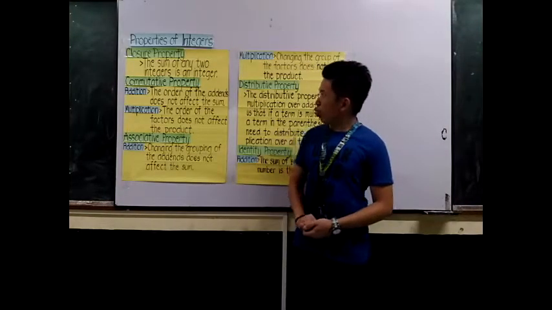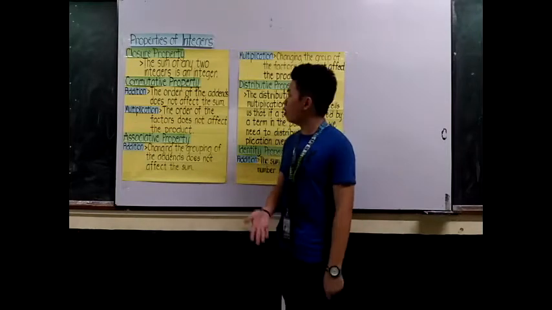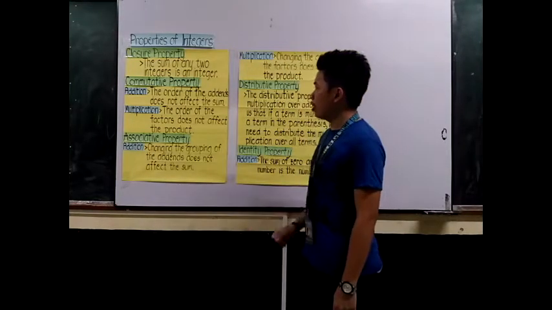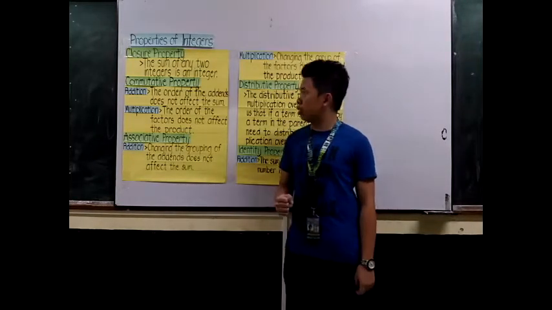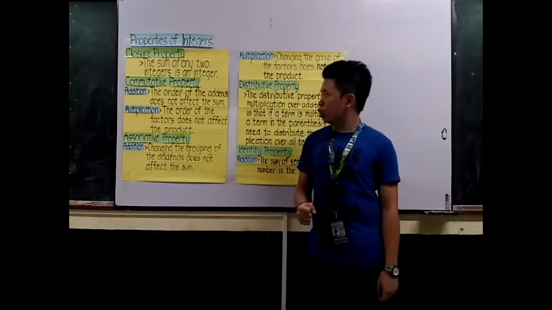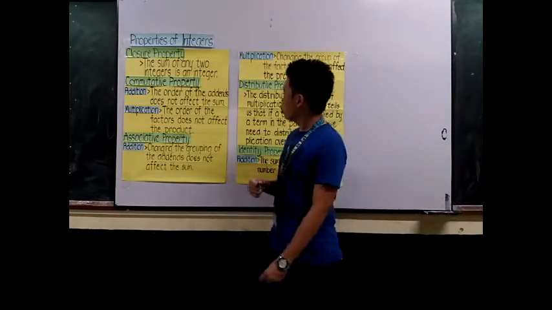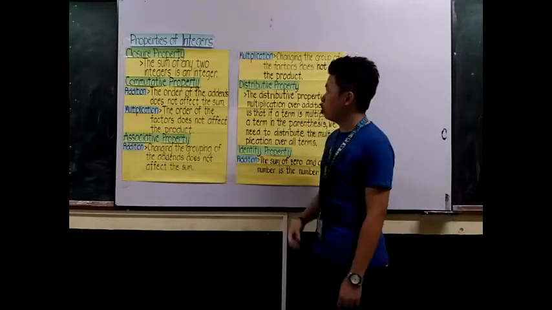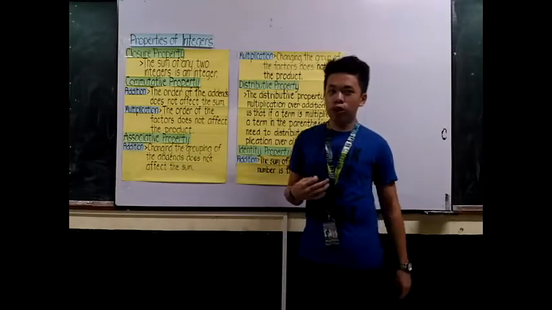So now let's focus on integers. Today we'll talk about the properties of integers. The first property is the closure property, which states that the sum of any two integers is an integer. So 2 plus 5 is equal to 7, which is an integer. And 4 plus negative 2 has a sum of 2, which is an integer.